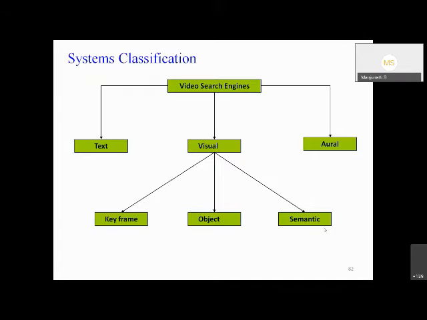The second category is object-based retrieval, where the system will identify the objects present in the videos and index them for all the datasets it has. Whenever a query is given, it identifies the objects present in the query video. Based on that, it will retrieve the videos.